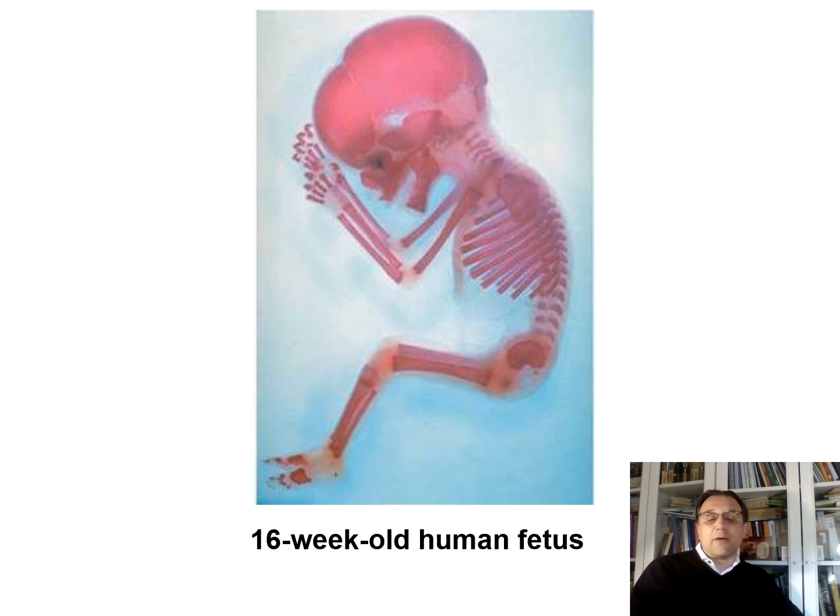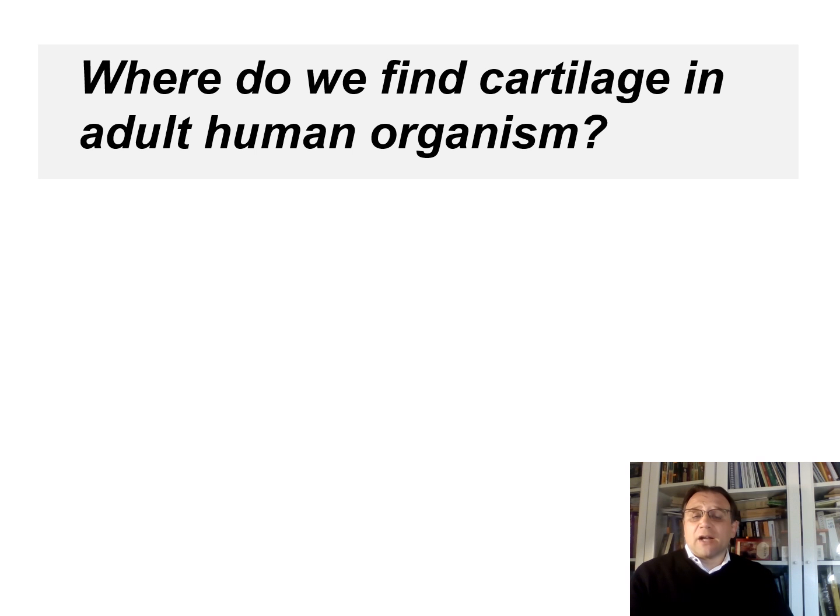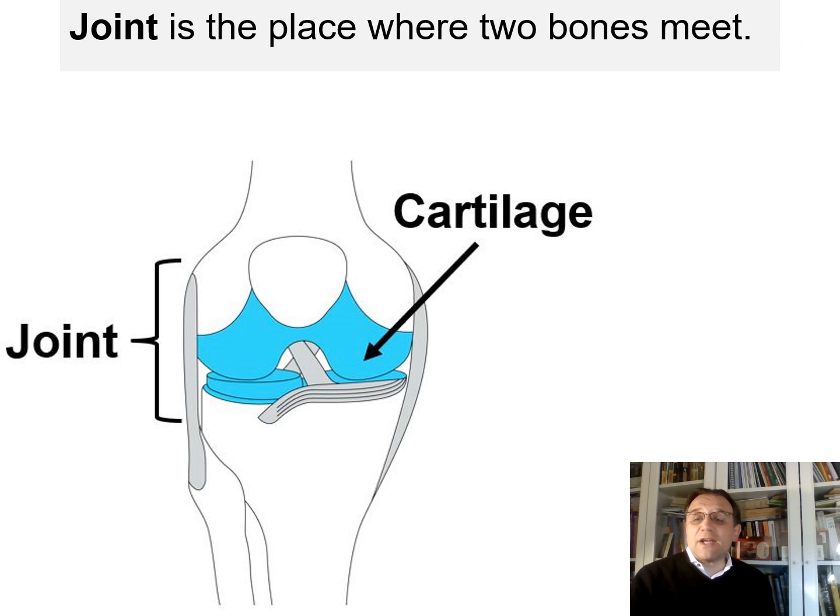Here you can see the view of a 16-week-old human fetus. The process of turning cartilage into bone continues through birth and into the teenage years until most of our skeleton has become bone. Where do we find cartilage in the adult human organism? In the places where two bones meet. What do we call these places? Joints.